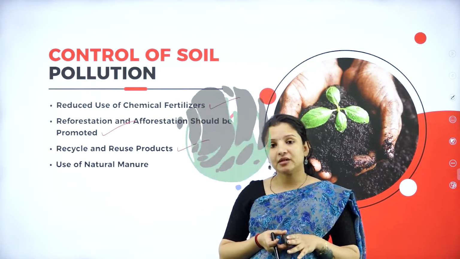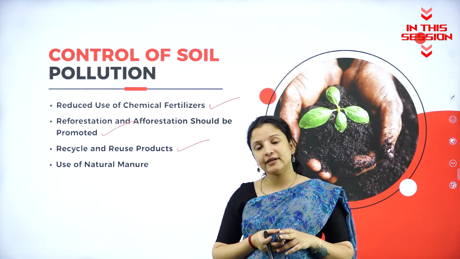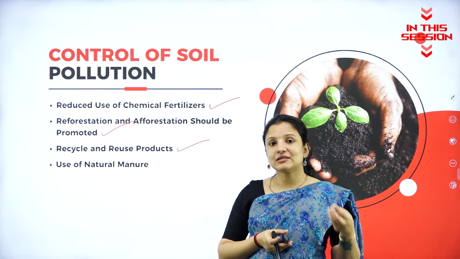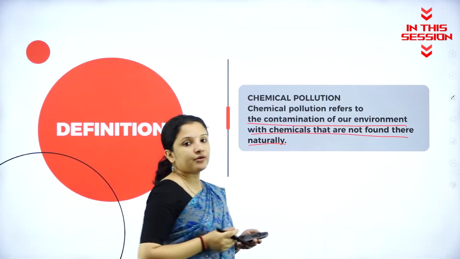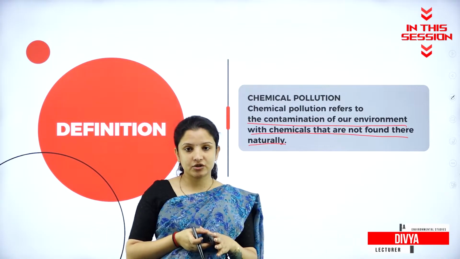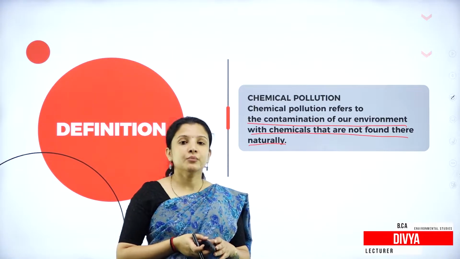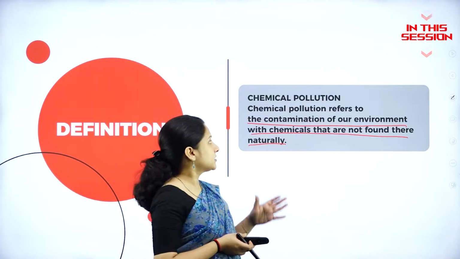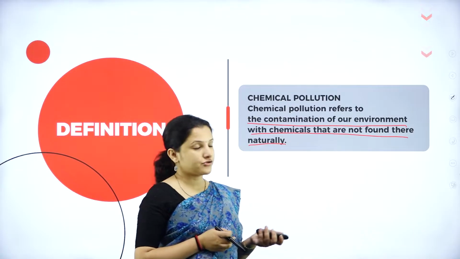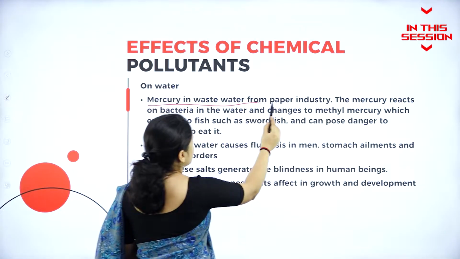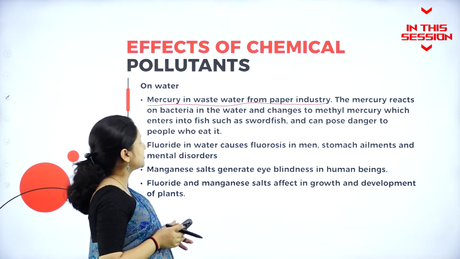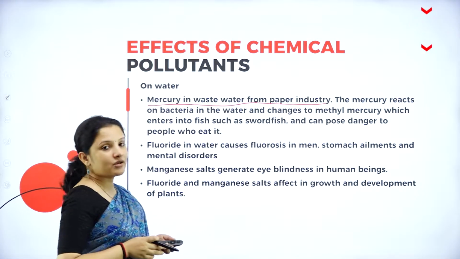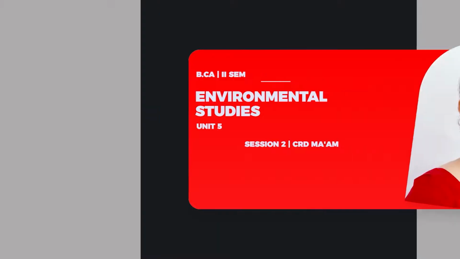Instead of dumping them in the landfills or in the soil as such, because plastics will not degrade. So any chemical that enters into the environment, polluting it, altering it or contaminating it, is called chemical pollution. The mercury in wastewater, which is released by paper industries, can also react inside the bacteria.